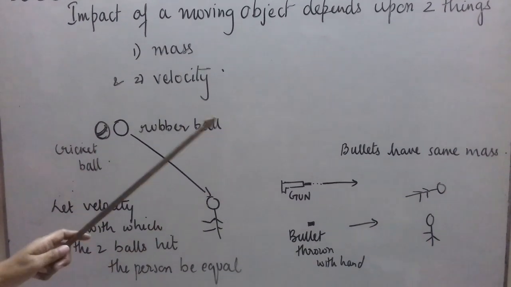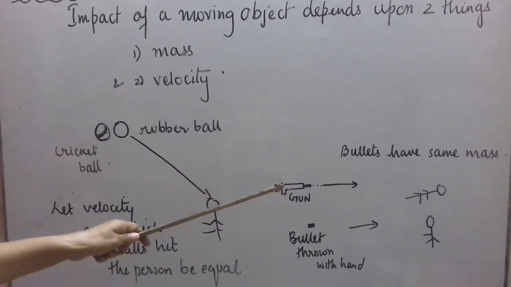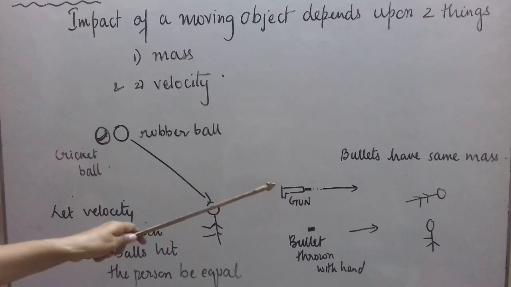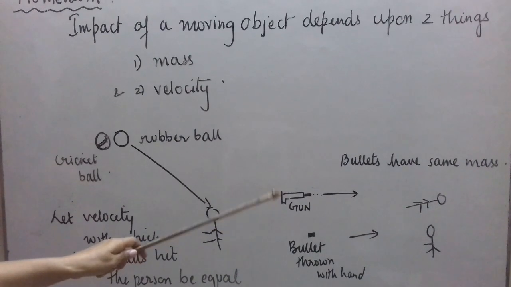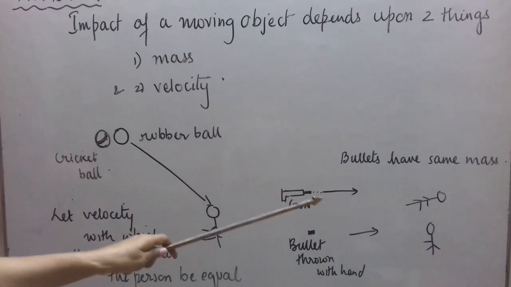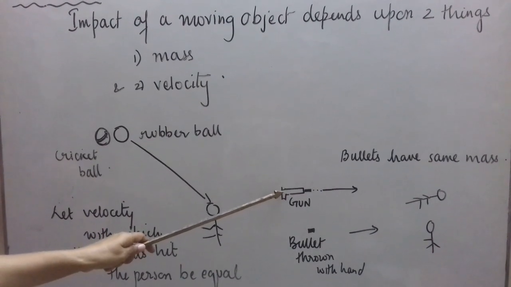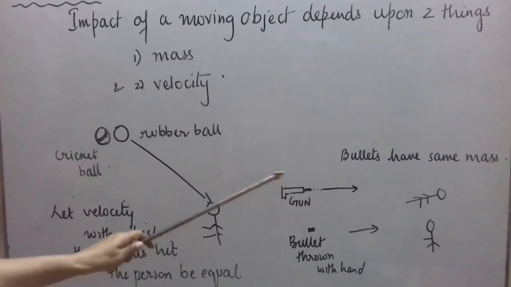Okay? Now consider the second example where I have shown a gun and a bullet. Suppose a person shoots at that person with this bullet. And the bullet is shot from a gun. So then obviously what will happen? You can imagine, if the person has good aim, if he knows how to use his gun very well.